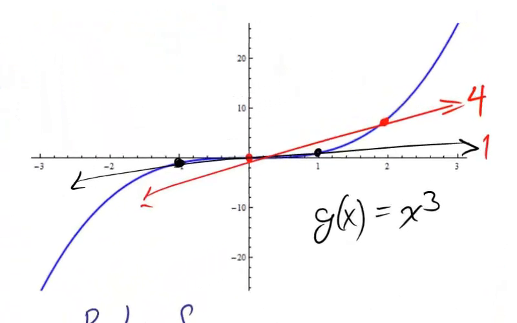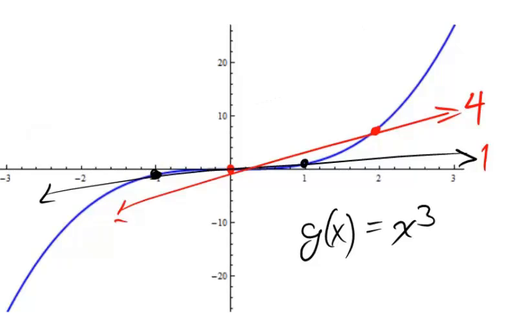This is a fact which can be visualized through secant lines. The black line has slope 1 and is the secant line for the x values -1 and 1 on the graph. The red line has slope 4 and is the secant line for the x values 0 and 2 on the graph.